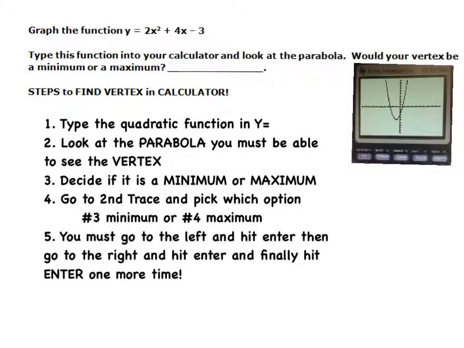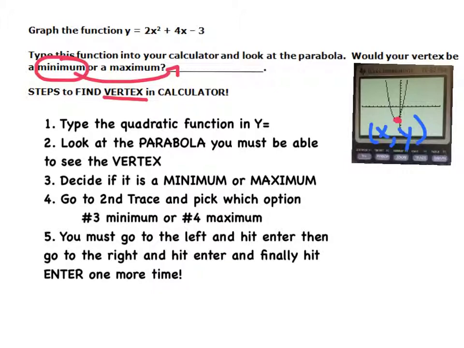Hopefully we all agree that this has a minimum. So be sure to write that right here at the spot, because the vertex here is the minimum. It is the lowest point on our graph. Now, here is the list of steps to find a vertex in the calculator. We want to know what that point is. What is the x value and the y value of that point for our vertex?